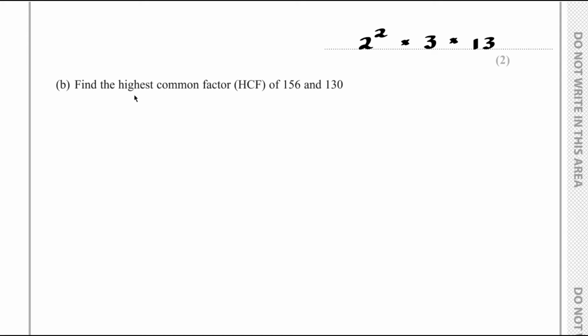Part B, find the highest common factor of 156 and 130. Well, let us find the prime factors of 130. 130 we can split up as 13 multiplied by 10. 13 is a prime number and 10 isn't. So the 10 we can further split up as 2 multiplied by 5. 2 is a prime number, 5 is a prime number. So 130 is the same as 13 multiplied by 2 multiplied by 5.